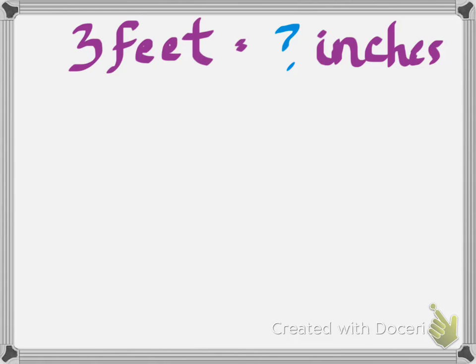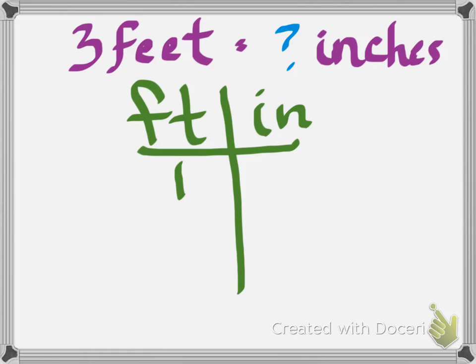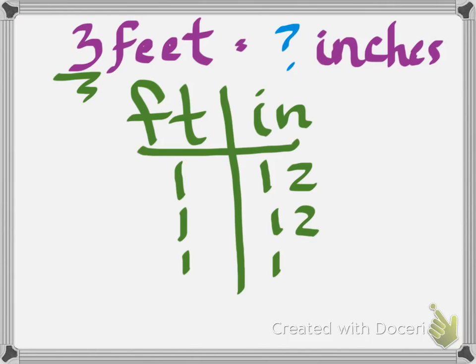If we had 3 feet, how many inches would that need to be? Customary means we need to create a T-chart. We would have feet over here, and inches over there. 1 foot equals 12 inches. Well, we need 3 feet, so we keep going. We have another foot, that's 12 inches, and another foot, and that's 12 inches.